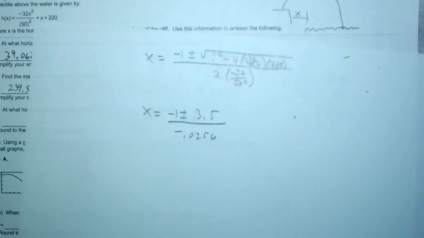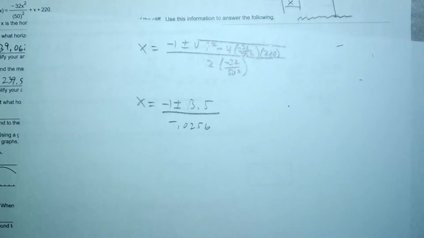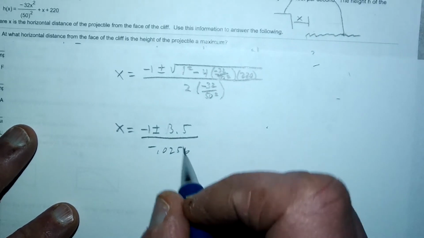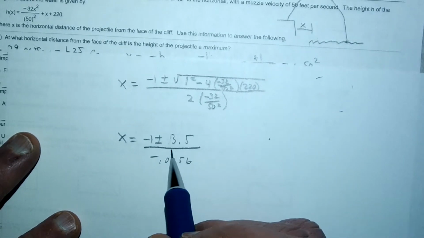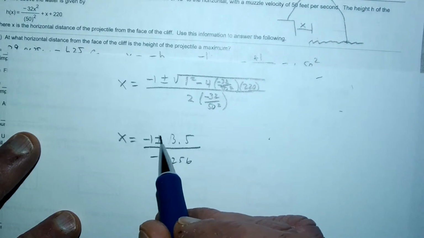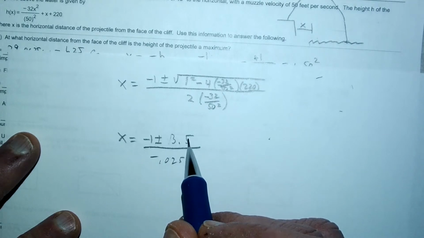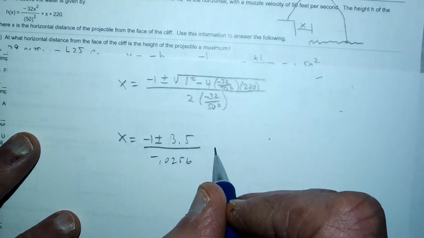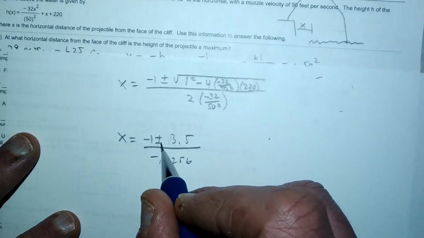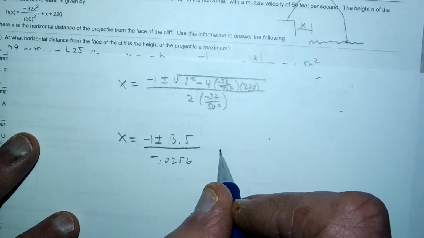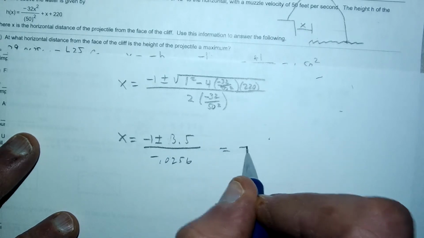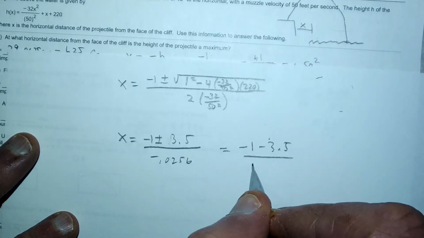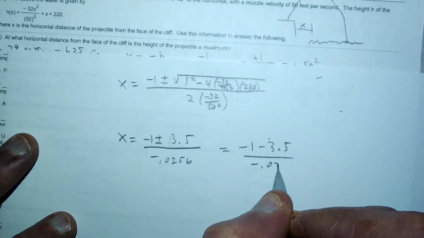Now don't forget, what we're after here is the distance away from the cliff when the projectile hits the water. And so I know that's going to be a positive value. I'm going to think this through here a little bit. Negative 1 plus 3.5, that's a positive 2.5. Over a negative would give me a negative answer. I'm not even going to worry about that one. I'm just going to do the negative 1 minus 3.5, because that's the one that would give me a negative on the top and a negative on the bottom, producing an overall positive distance away from the cliff.